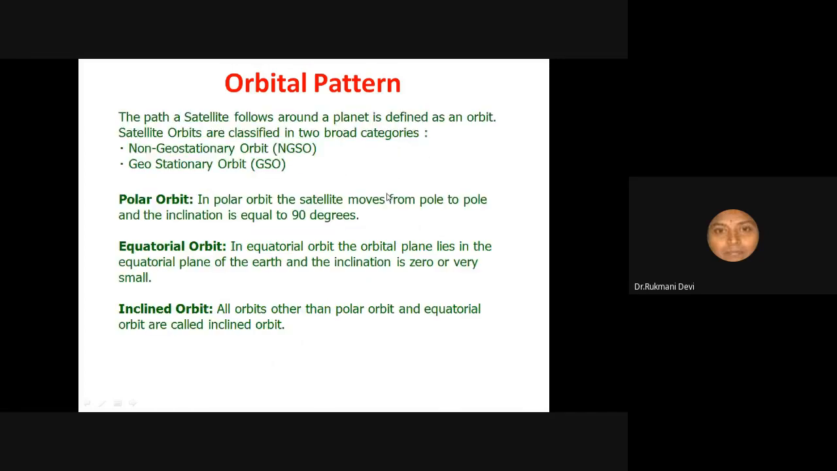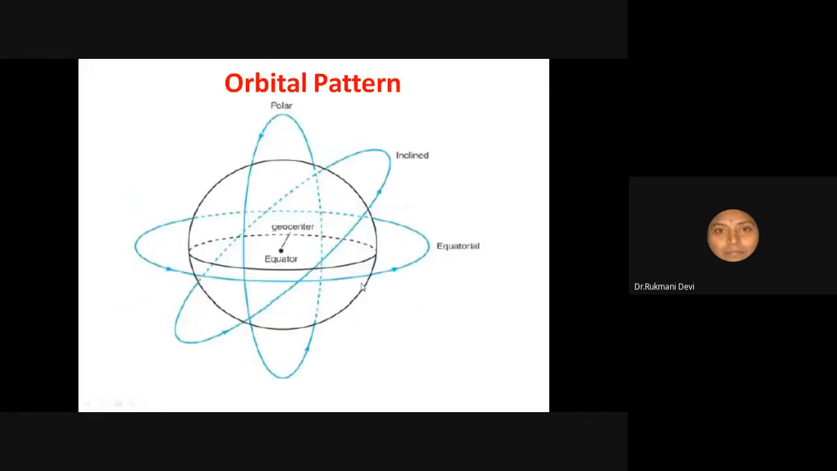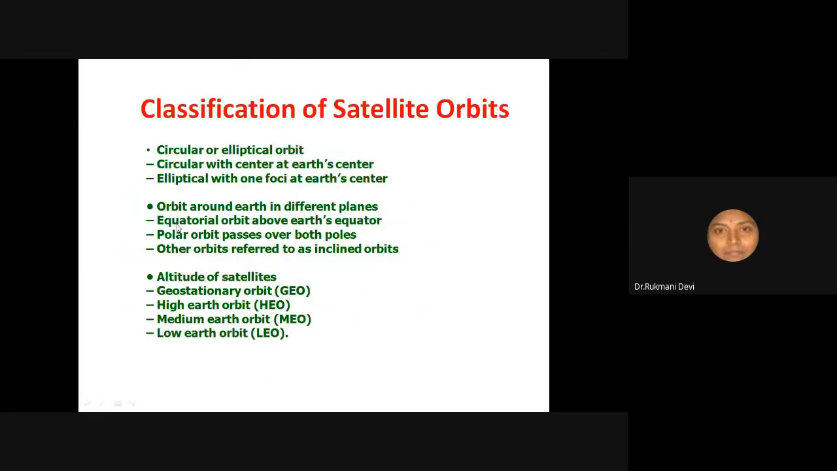Okay, this is the orbital pattern. So these three we call non-geostationary orbits, that is, orbits around Earth in different planes.